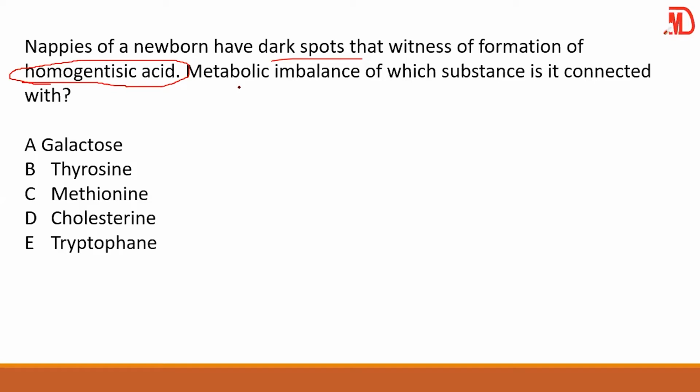Tyrosine and phenylalanine. So when they say there's a problem with homogentisic acid, what it means is that there is a metabolic imbalance of tyrosine and phenylalanine. Now, when you look at our options, our right answer would be tyrosine. So quickly, we'll go in for B.